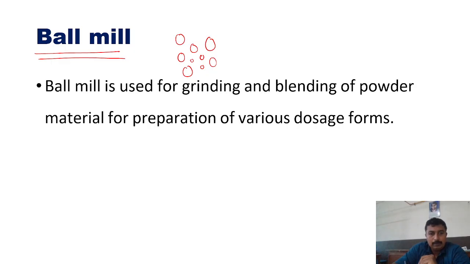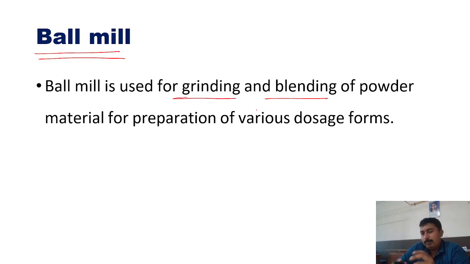So in the ball mill, the grinding and mixing of the powder material is carried out with the help of stainless steel balls, and this is used for preparation of various dosage forms, especially different powders, either for topical application or for oral administration. So it is used for grinding as well as blending of all powder materials.